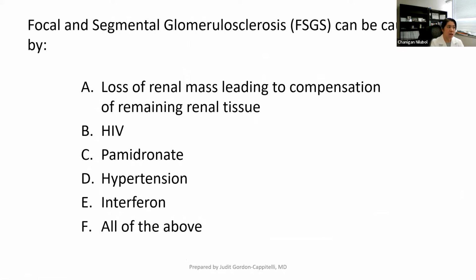So next one. FSGS can be caused by any of these: loss of renal mass, for example a patient who had a nephrectomy, HIV, midodrine, hypertension, interferon, or all of the above.